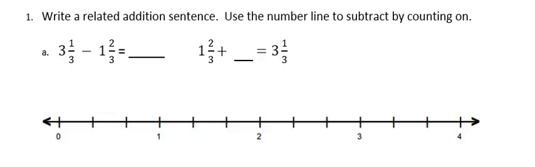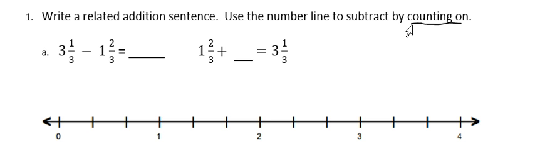This tutorial is for 4th grade, Module 5, Lesson 33. In this lesson, we're going to start by using a number line to solve subtraction problems by counting up on the number line and showing the related addition problem. Let's look at the first problem. The problem is 3 1/3 minus 1 2/3. And again, we're going to use the number line to count on to find the difference between these two fractions.